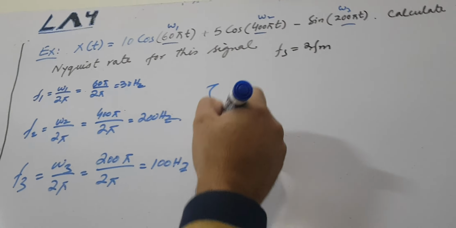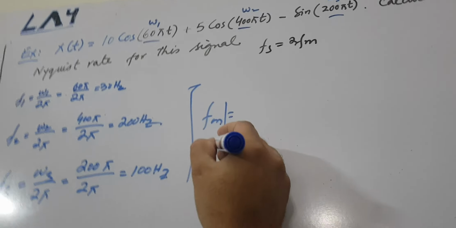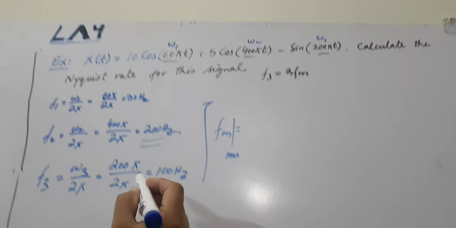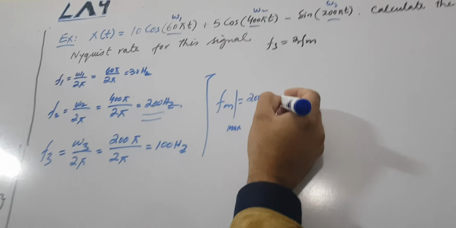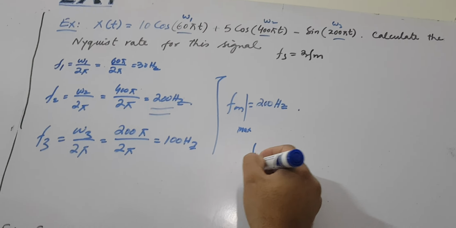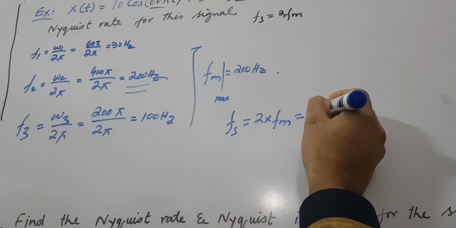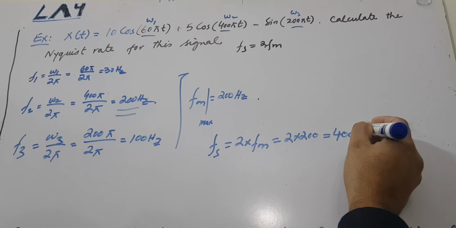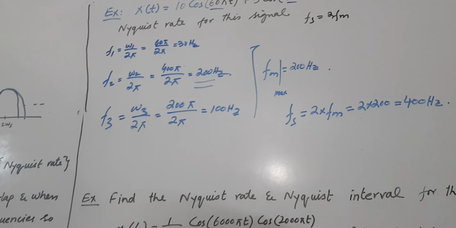So fm is basically the maximum of all. The maximum of all, since this is 30, this is 200, this is 100, is 200 hertz. So your Nyquist criterion is 2 times fm, which equals 2 multiplied by 200, so that equals 400 hertz. So we have a second question.